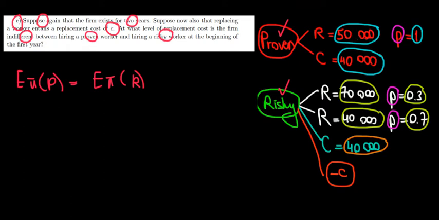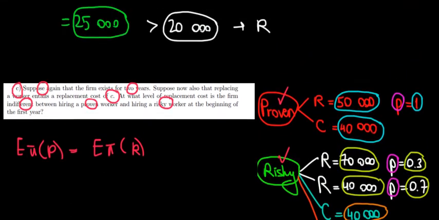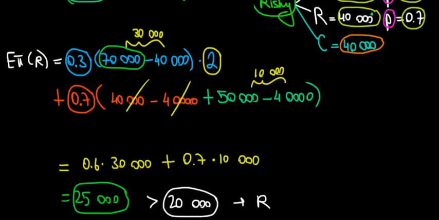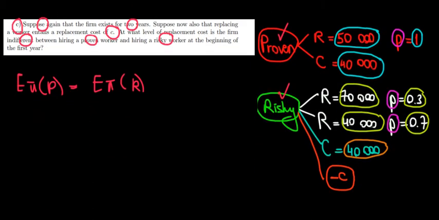But before doing so, let's see what's the expected profit of hiring a proven worker. We calculated that in the previous video, and we saw that it is equal to 20,000 euros. So we can write that down. It would be equal to 20,000 euros over here. So 20,000 euros must be equal to the expected profit of hiring a risky worker, given that there is a cost of replacement.